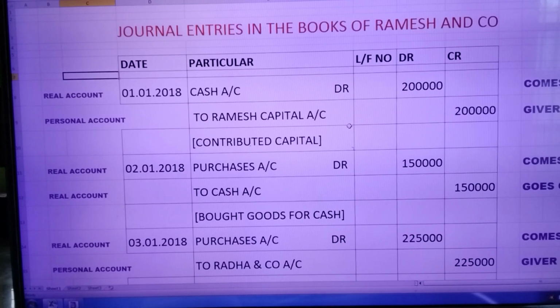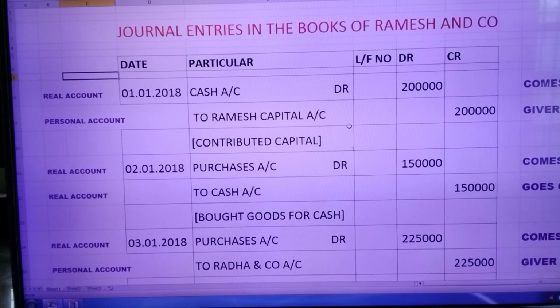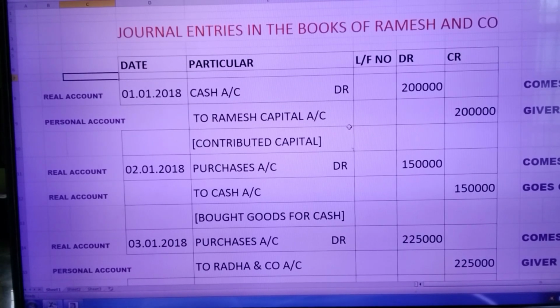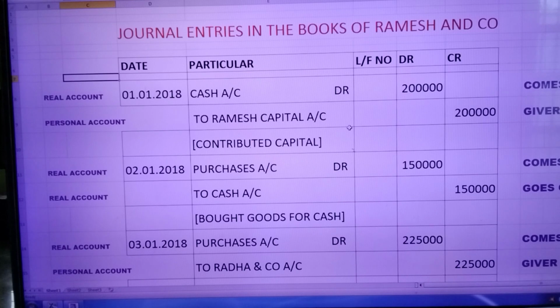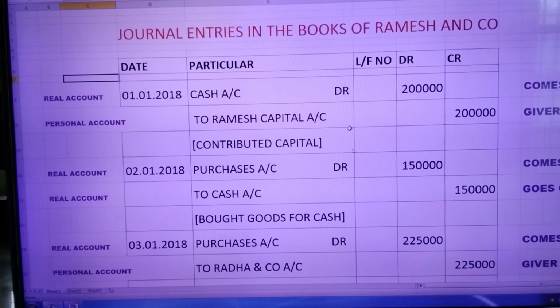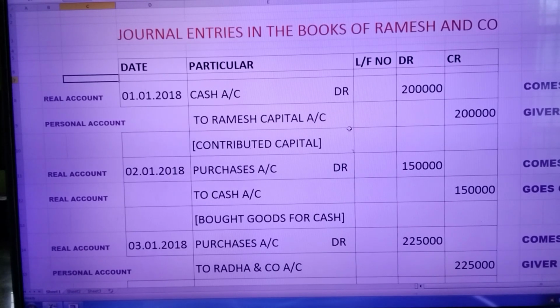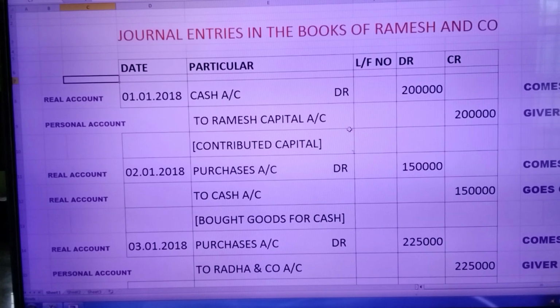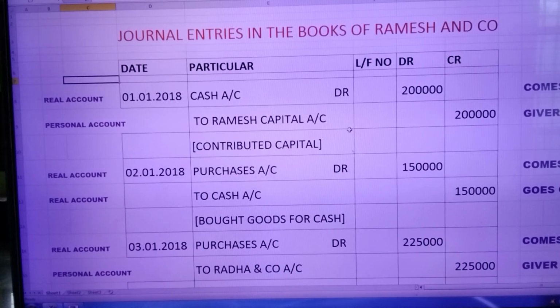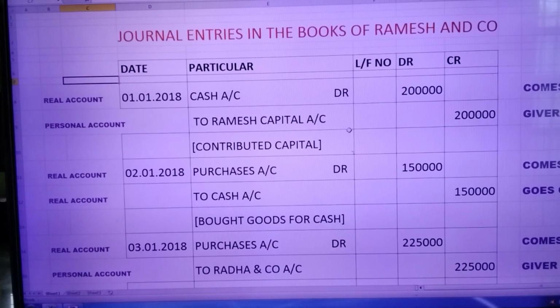Fine. Now, I am slowly going to the third transaction. What is the transaction? Purchased goods from Radha and Company for 2,25,000. Since it is clearly given purchased goods from Radha and Company, no doubt it is not a cash transaction. So here there are two accounts available. One is purchases, another one is Radha and Co only. Don't write cash, because they are clearly telling purchased goods from Radha and Co.